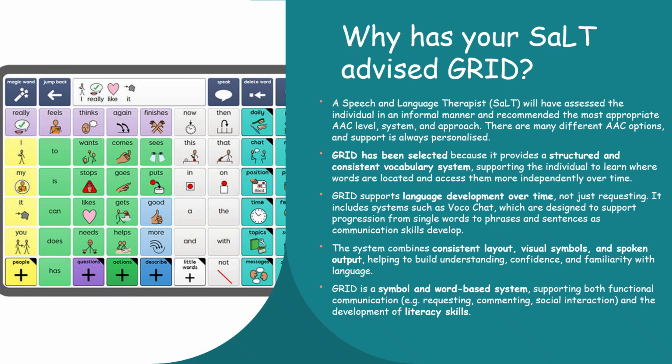So finally, because Grid uses both symbols and words, it supports a wide range of communication functions such as commenting, requesting for things, social interaction, functional side of things, and these also help to build those early literacy skills over time. So lots of different AAC systems are all very similar, and they're all really amazing at supporting communication. Grid has been selected in this instance because it's been felt to be most appropriate for your child or your individual.